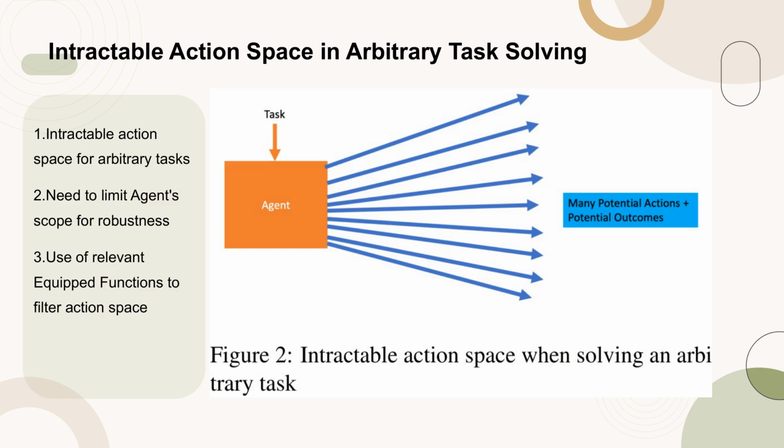Figure 2 illustrates the intractable action space encountered when attempting to solve an arbitrary task. This complexity makes it difficult for any agent to manage effectively. To create more robust agents, it is essential to limit the scope of what the agent can do. This limitation is achieved by equipping the agent with only relevant functions, which helps to filter the vast action space into a more manageable and tractable form. Additionally, these equipped functions allow for the breakdown of potentially complicated tasks into smaller, more digestible subtasks, each of which can be addressed entirely by a single equipped function. This approach is depicted in Figure 3.